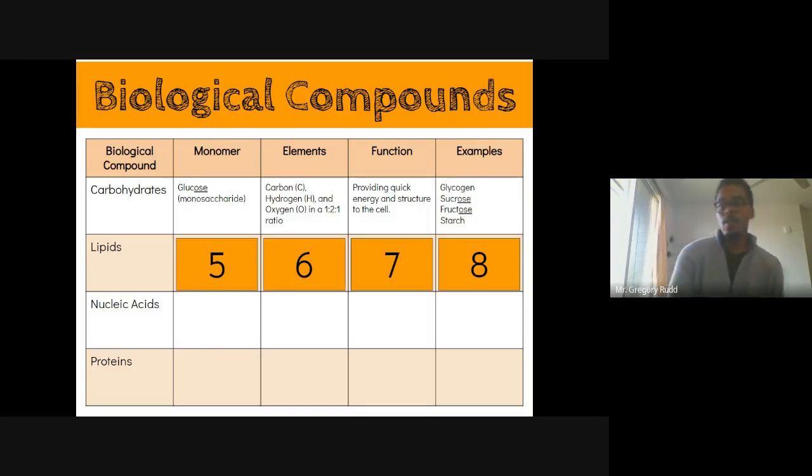Okay, so that's the first row, the first biological compound. The second one that we discussed yesterday was lipids. Does anybody remember the monomer of a lipid? This is a little more tricky, I guess.